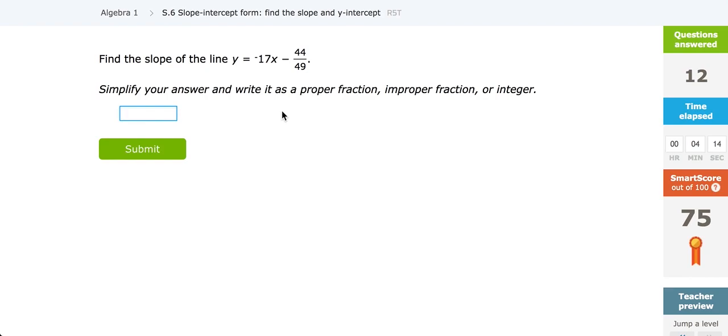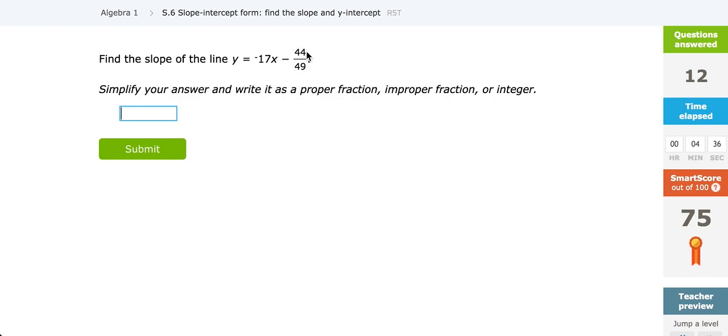Again, the problems don't get too much trickier than this. The only thing to look out for is you may get a problem where there is no number right before the x. That means there is no coefficient visible. The slope in that case would be a 1. If there's ever an x by itself, just y equals x, the number right before x is a 1. That would be the slope.